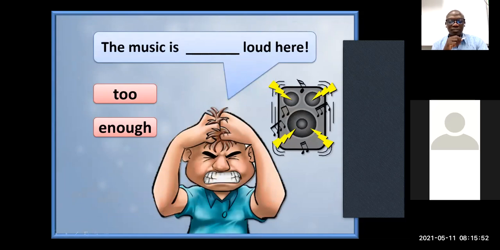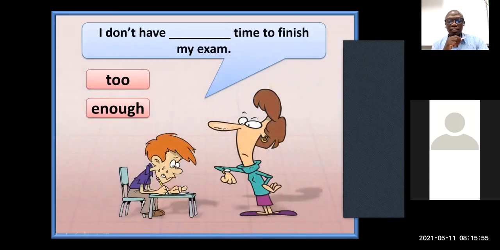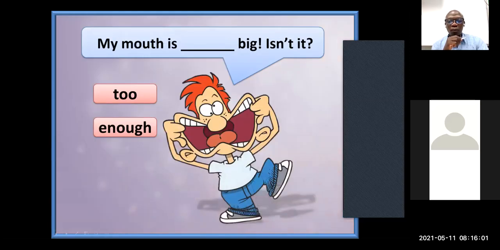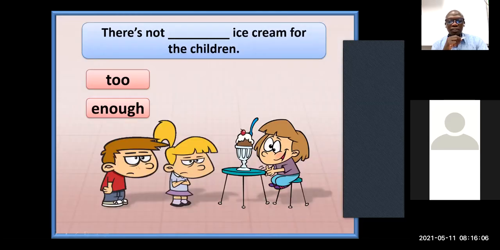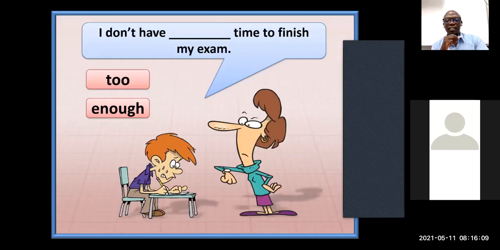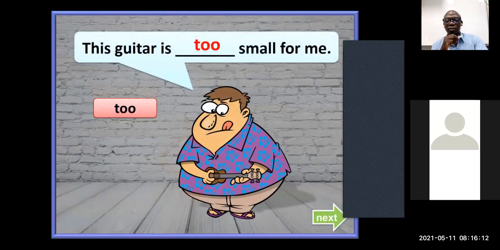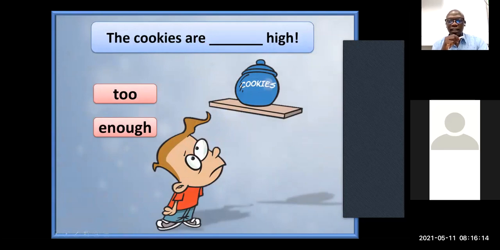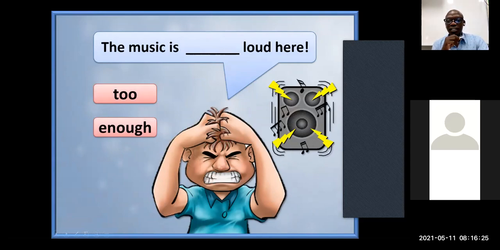Go back, please. I think you skipped two times. Oh, go back again. Oh, it's taking us to different other items. I'll help you. Okay, that's where we were. The cookies are high. Correct. Thank you. The cookies are too high. Thank you. Next. The music is loud here. Correct. Thank you. It's too loud.